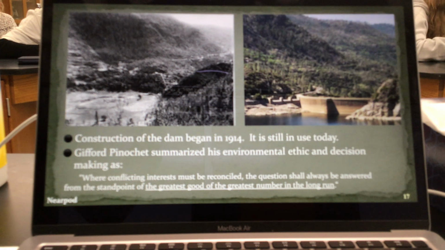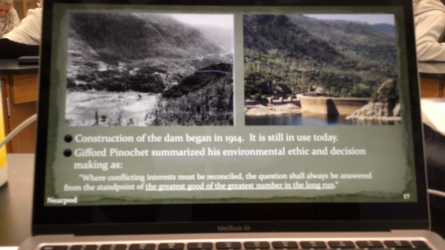Okay, that's a large number of people. It's a large city. They didn't have a good fresh water supply. They needed it. All right? For the greatest good. Okay, that's the water they're providing. By allowing this dam to be built and a reservoir to be built, the greatest good is the people are going to benefit from this water source.